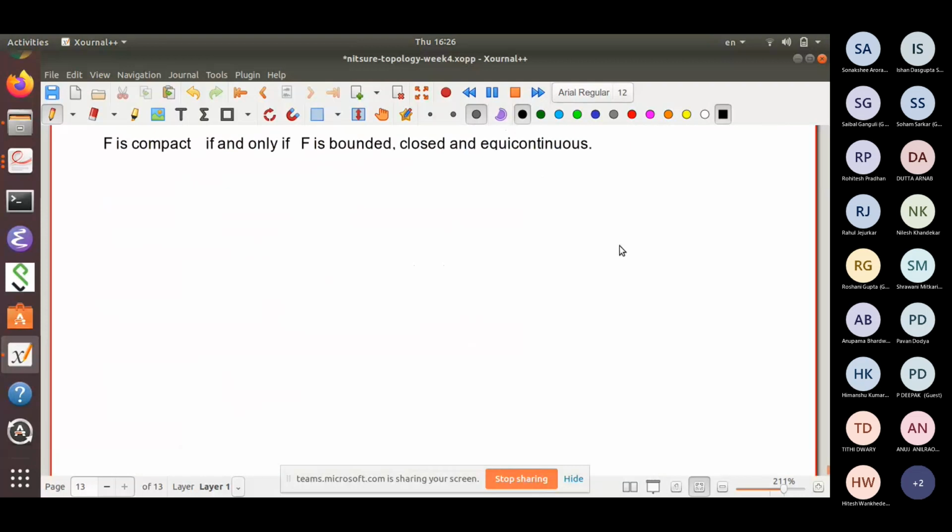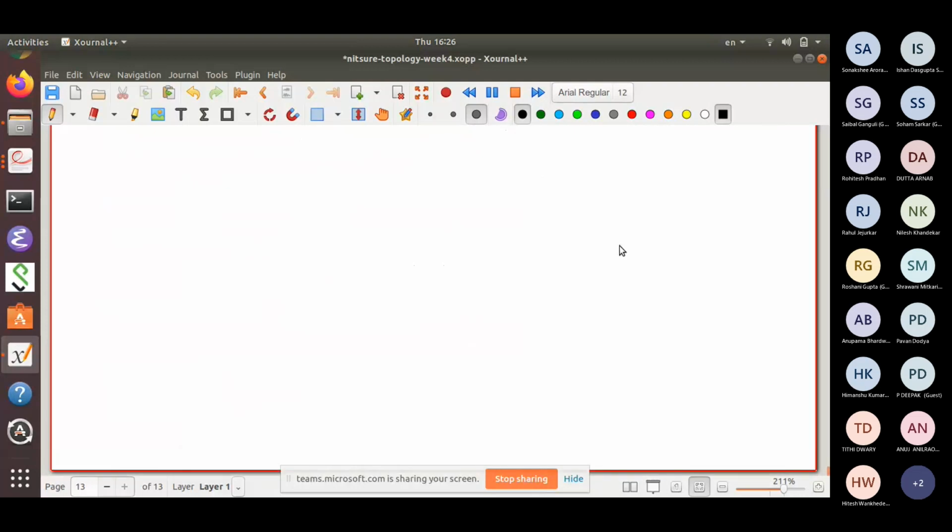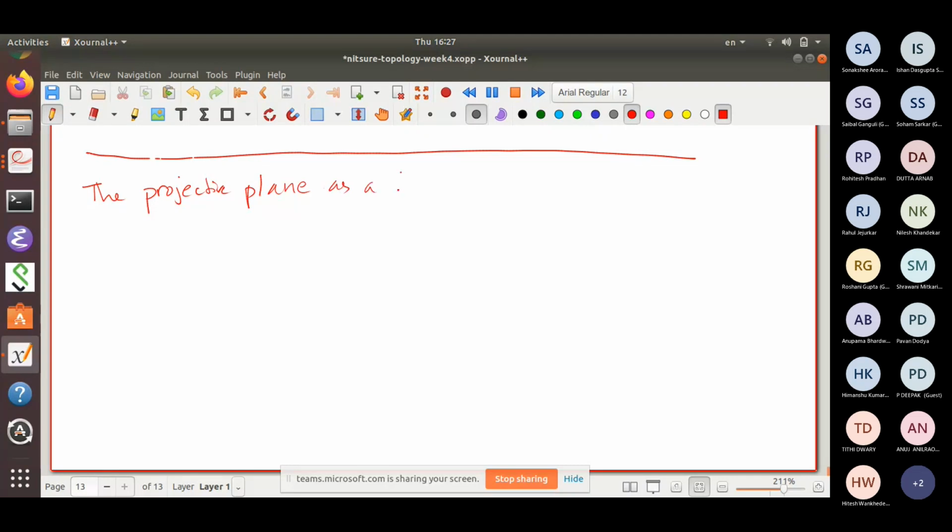Instead, I'm going to jump and I'm going to introduce to you the projective space, because I saw from your WhatsApp things a lot of chatter about projective space. So here is, I'm going to introduce to you the projective plane as a topological space. This is how you do it. You take a sphere, that sphere is S2. Okay, this is how S2 looks.